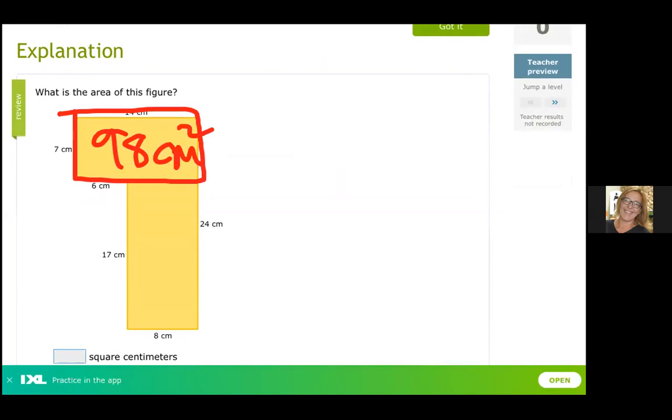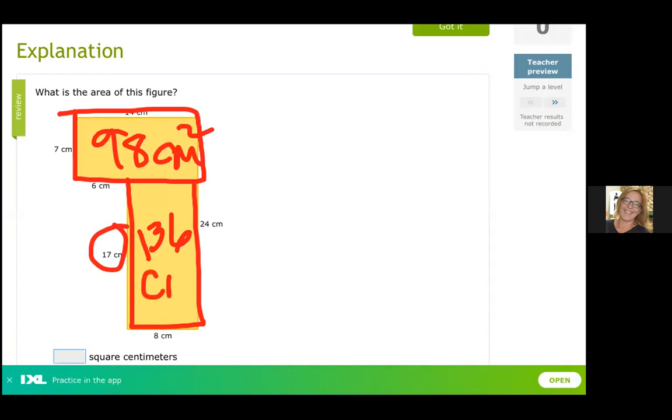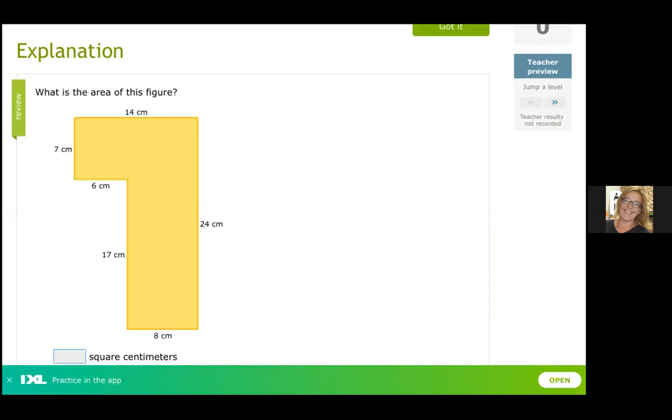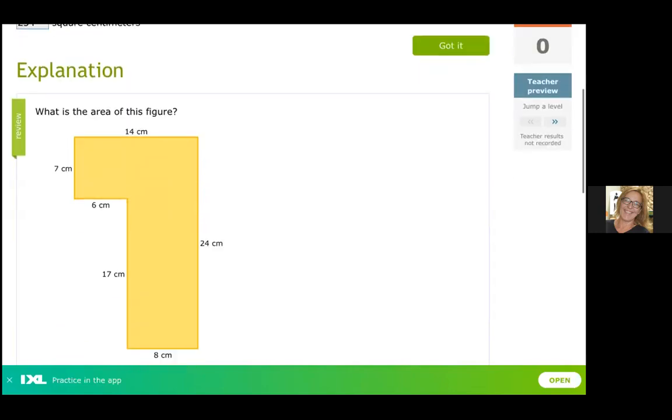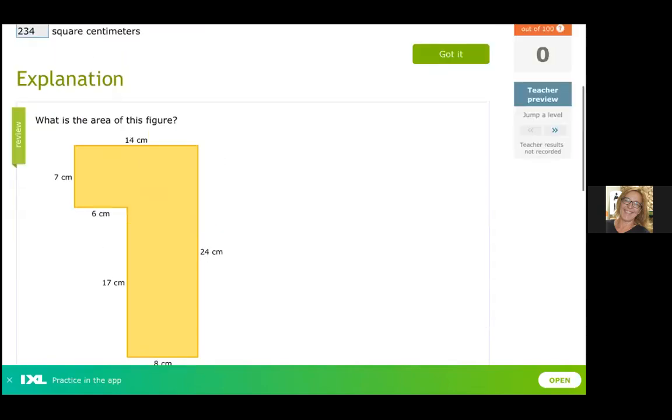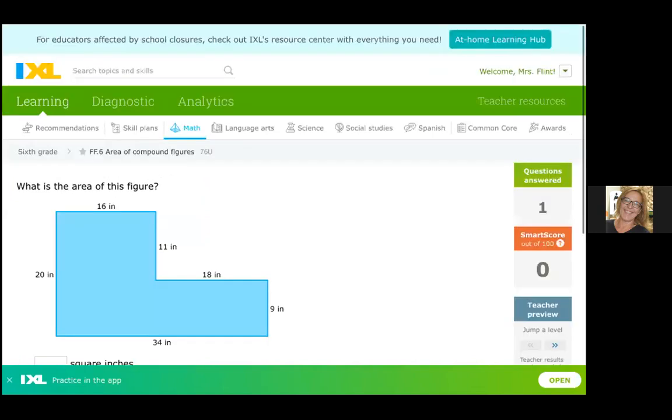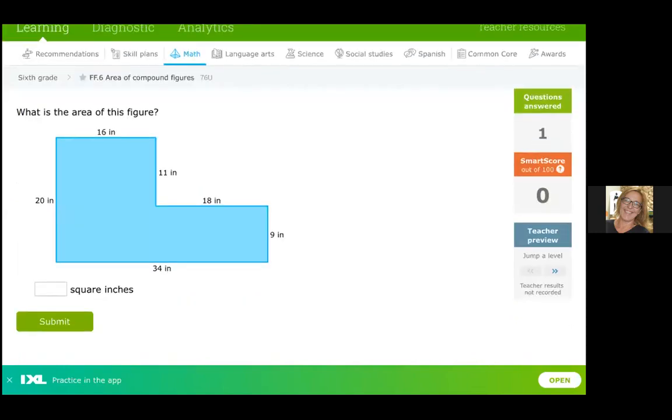This is not 24 by 8, is it? This is 17 by 8, which is 136 square centimeters. And when you add 136 plus 98, you get 234. Okay, lesson learned. Let's try another problem. Got it. All right. So you see how important it is to make sure you have the correct dimensions.